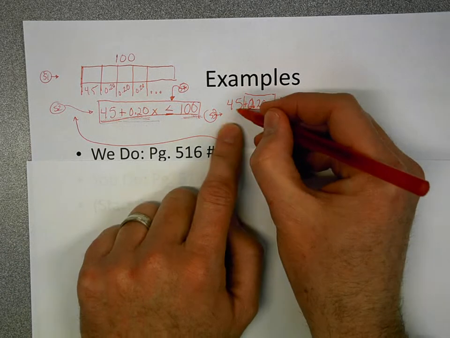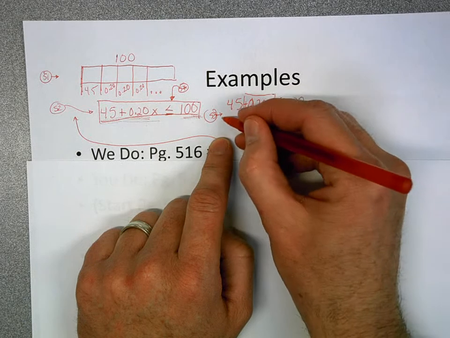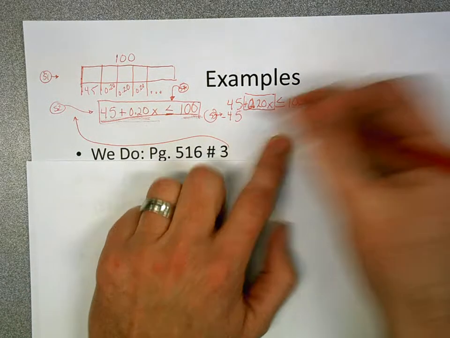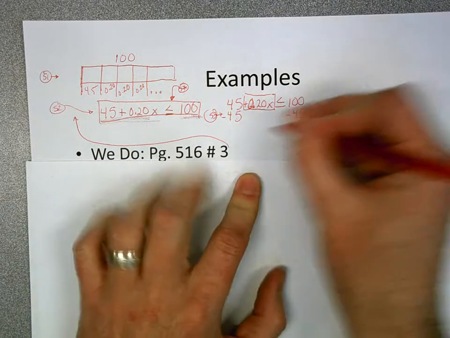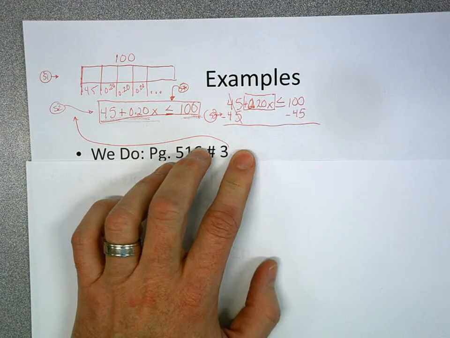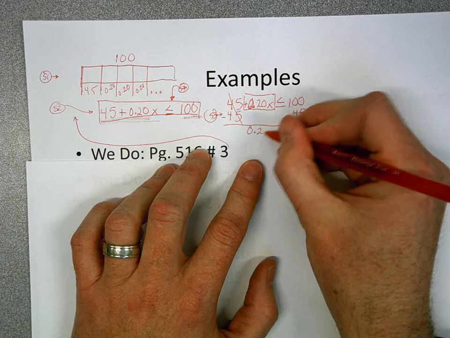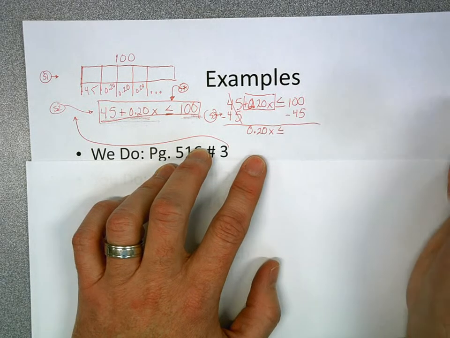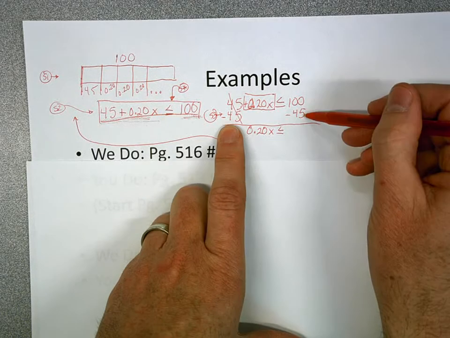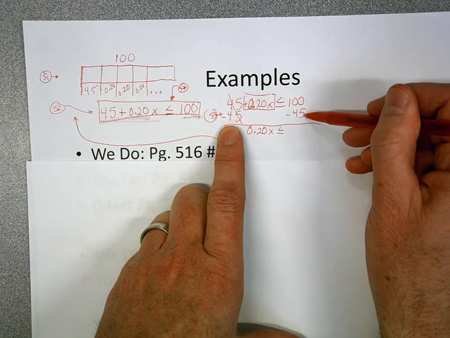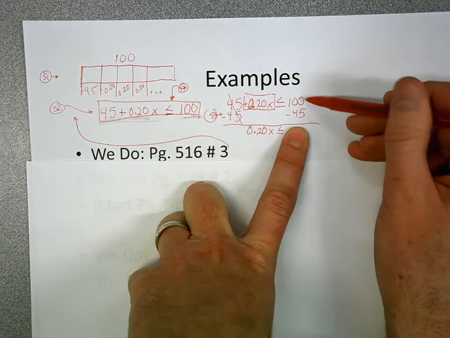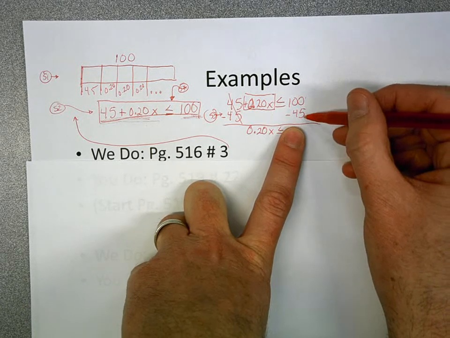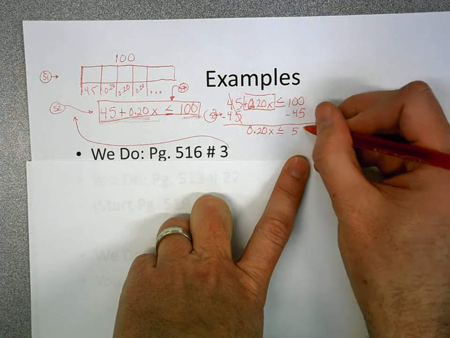And we do additive inverse. Remember, it's addition of 45. So what I'm going to do is basically subtract that 45 flat fee. Whatever we do to one side, we do to the other. So those cancel. We end up with 20 cents times x is less than or equal to. And by the way, I don't have to flip the sign because all I did was subtract, right? And it only works with multiplication and division. So we have 100 minus 45, which gives me 55.